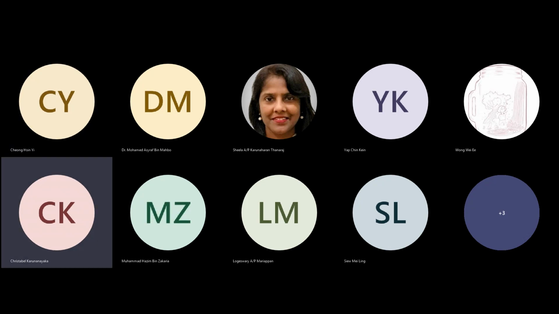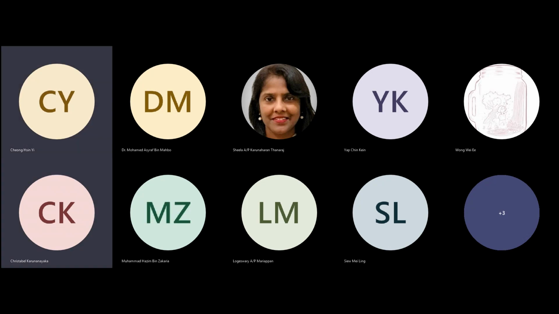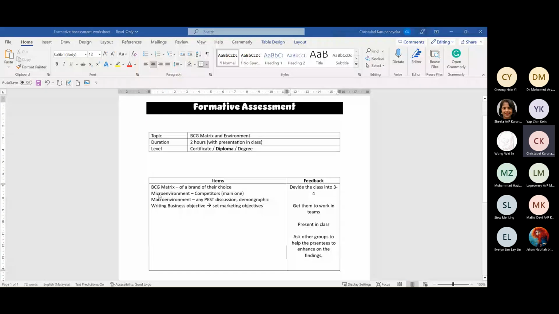Okay. All right. So mine is marketing. Mine is very small. Basically, for example, if I'm discussing a particular topic, I would divide the class and get them to work in teams and present in class. Then I will get other groups to help the presenters enhance their findings, because sometimes other groups have a better understanding of the brand or something like that.